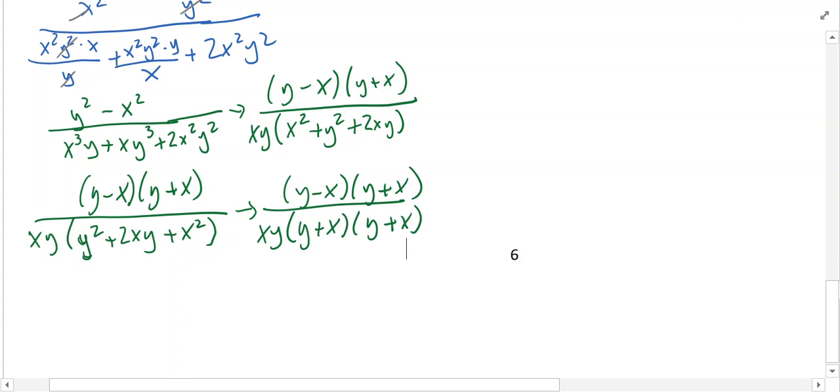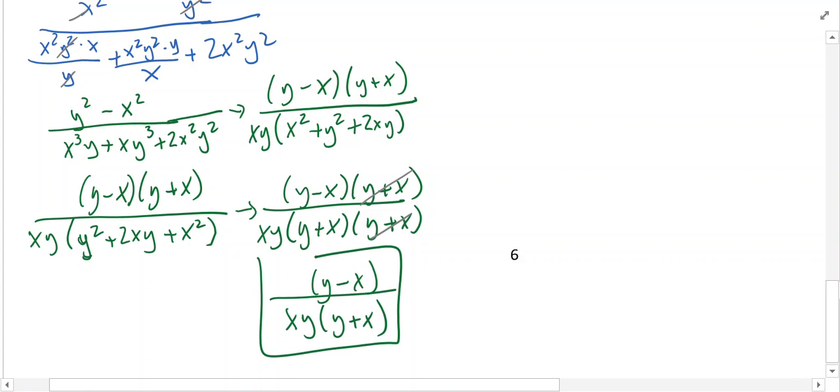Once you get to this point, you can go ahead and simplify. The y plus x on top cancels out with the y plus x on the bottom. So then you have parentheses y minus x over xy parentheses y plus x. So this whole thing is your answer. Again, you always want to look and see if there's something you can rearrange or do so that you can factor or fully simplify, because remember, everything has to be simplified completely.